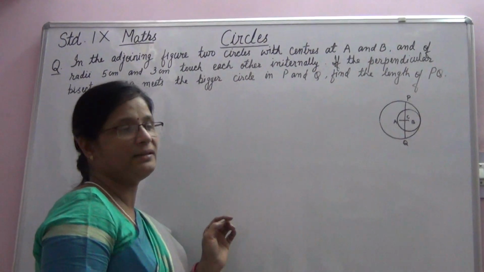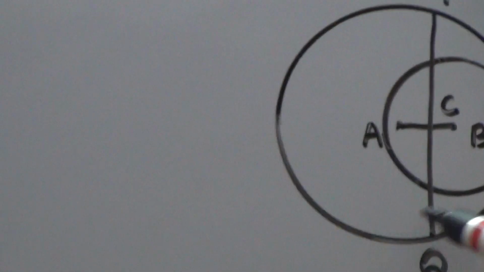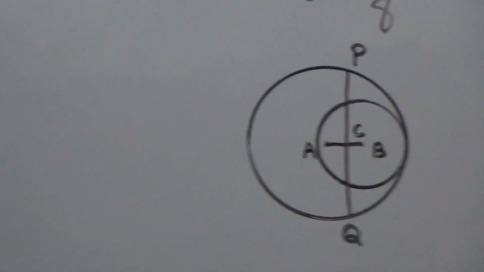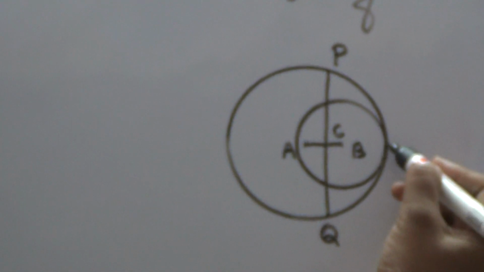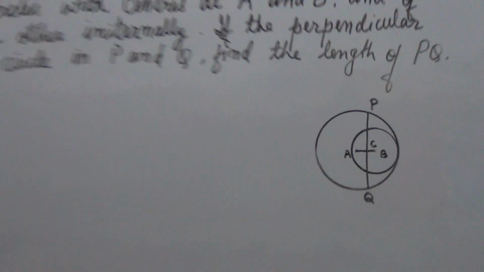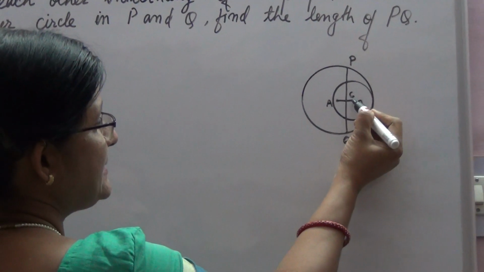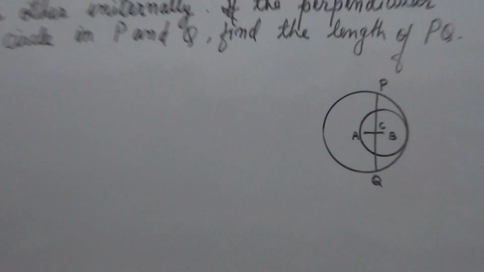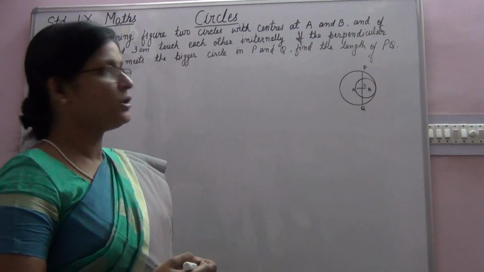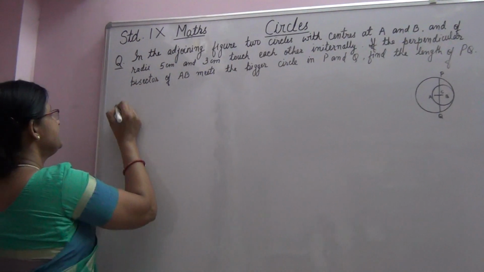Children, first of all, look at the figure, try to understand it. Here we can see one bigger circle, its center is A, and one smaller circle is also there, which is touching the bigger circle, and center of the smaller circle is B. So here A is center of bigger circle, B is center of smaller circle. So this distance AB is equal to difference of the radii of the two circles. So let us start the solution.